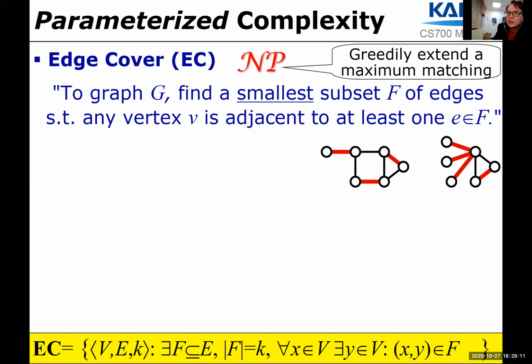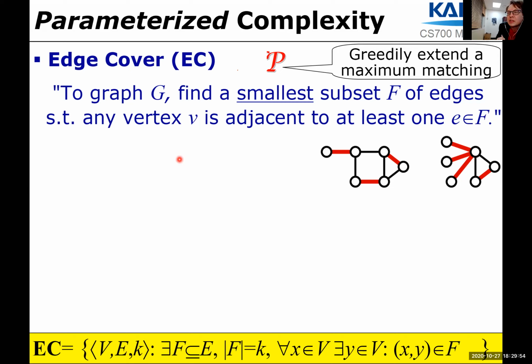Namely, the algorithm proceeds as follows. First, compute a maximum matching using one of the standard graph algorithms, and then greedily extend that such that every vertex is adjacent to an edge. And one can see that this is indeed a minimum edge cover. So this is a polynomial time decidable problem. We can improve our complexity classification from NP to P for the edge cover problem.